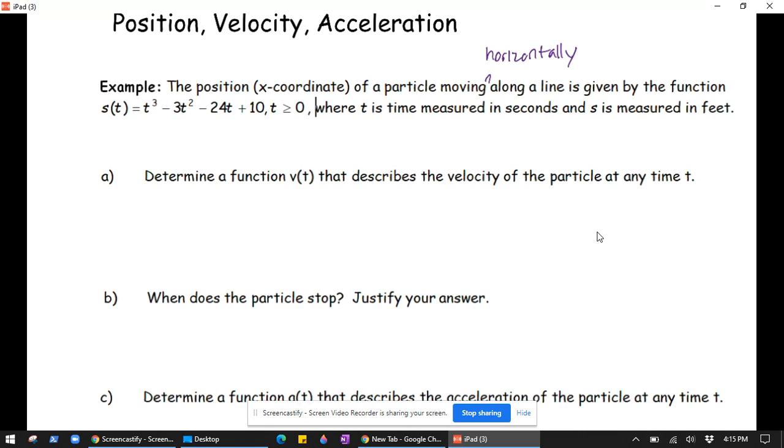So we'll keep those in mind as we answer these questions. It says determine the function v of t that describes the velocity of the particle at any time. So we know that velocity is the derivative of position. So I'm going to say s prime of t is my velocity function, and we use the power rule. So that's 3t squared minus 6t minus 24. So now I have a function for my velocity at any time t.